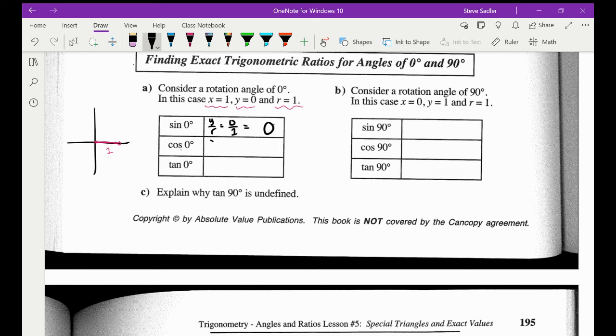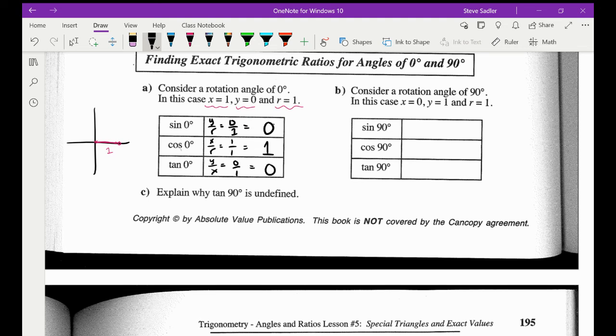Cos of 0 is x over r. So x is 1, y is 1. 1 over 1 gives us 1. So cos of 0 is 1. It's not just 0, which seems like it would make sense, but cos is a little bit different than tan. Or cos is different than sine, sorry. And tan is y over x, so 0 over 1, and that gives us a value of 0.